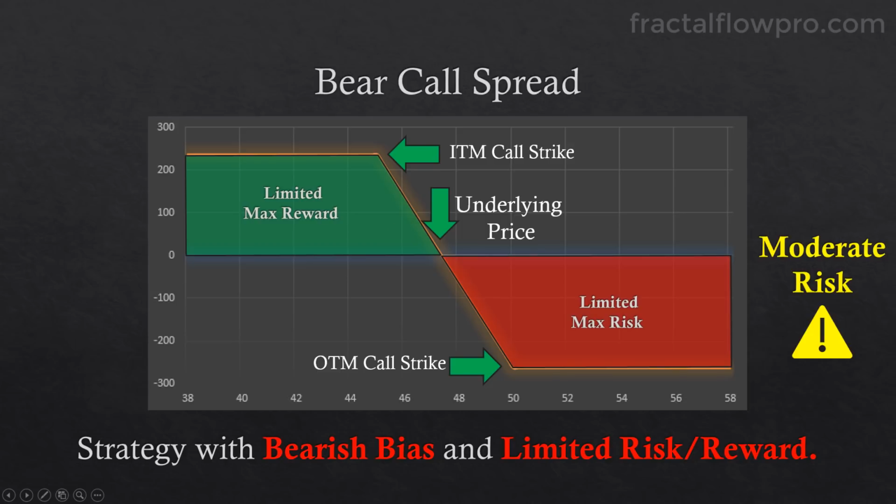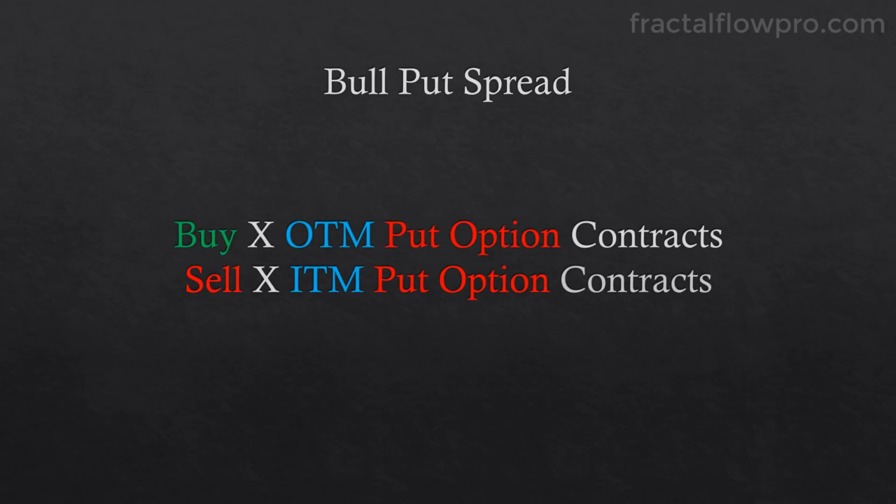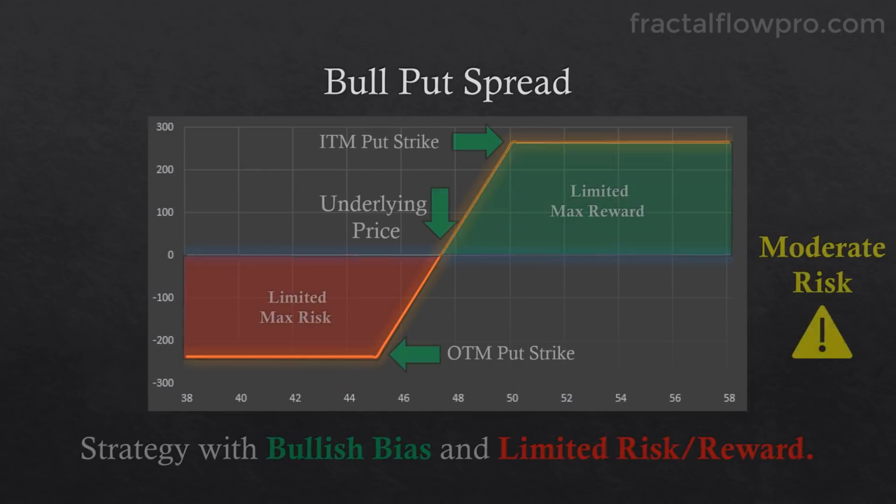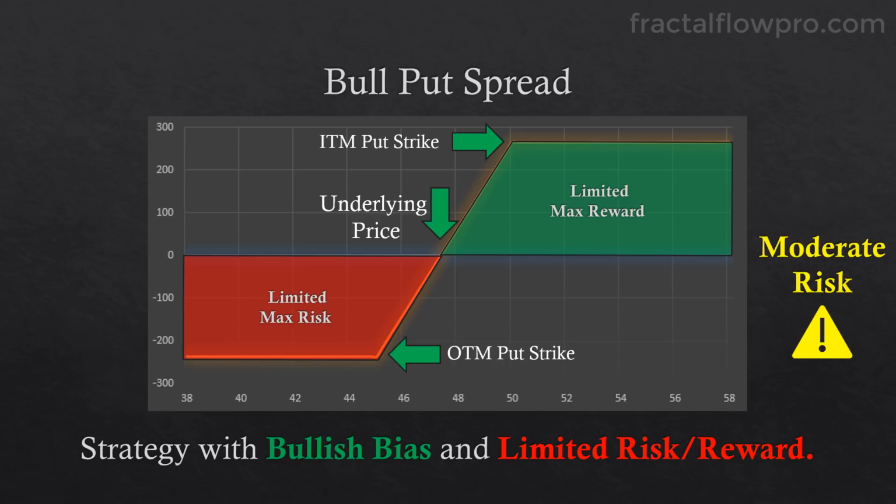This is a moderate risk strategy due to the fact that risk and reward are roughly the same and limited. Rather intuitively, we also have a strategy called bull put spread, which is exactly the same as a bull call spread in terms of payoff, but it's built using put option contracts instead of call option contracts. It consists in buying an X number of out-of-the-money put option contracts and selling an X number of in-the-money put option contracts. It's a bull spread, so it's a bullish strategy that maximizes its reward capacity if the underlying price is above the in-the-money put strike at expiration. This is a moderate risk strategy due to the fact that risk and reward are roughly the same and limited.